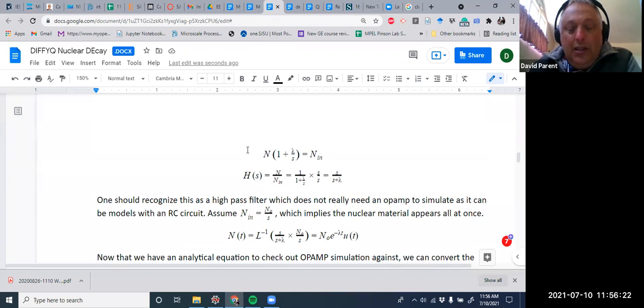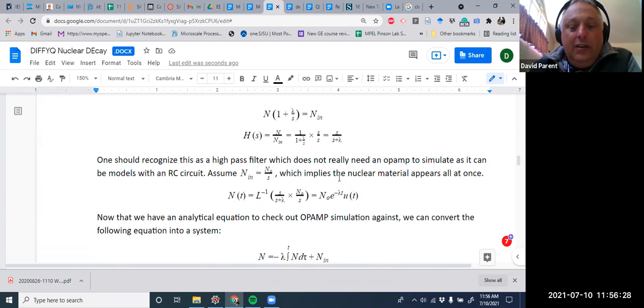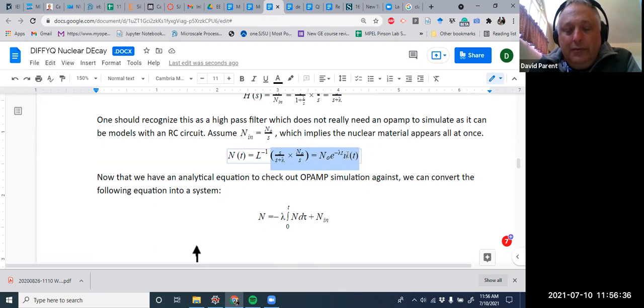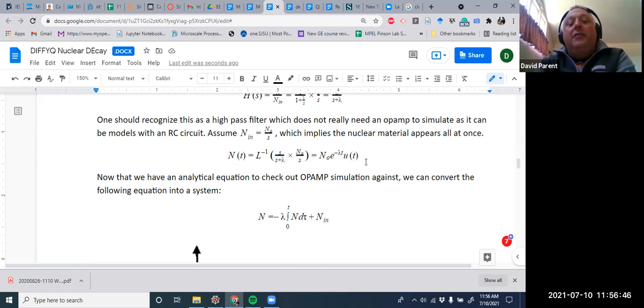Anyway, we can go through, come up with a transfer function, and then take the inverse Laplace, and we get our exponential decay, which is pretty standard stuff, and it could have just been an RC circuit. The reason you would do that, if it exists, is so that you can check whether your model is working or not.